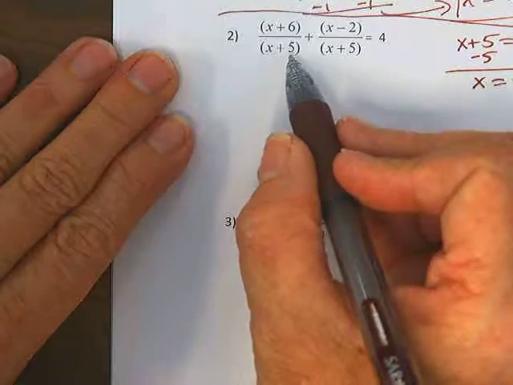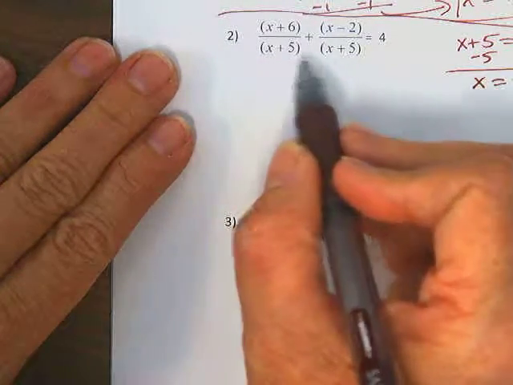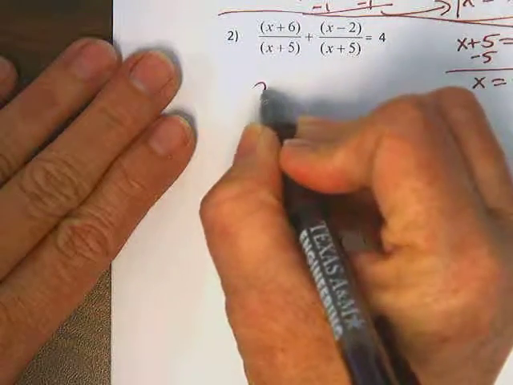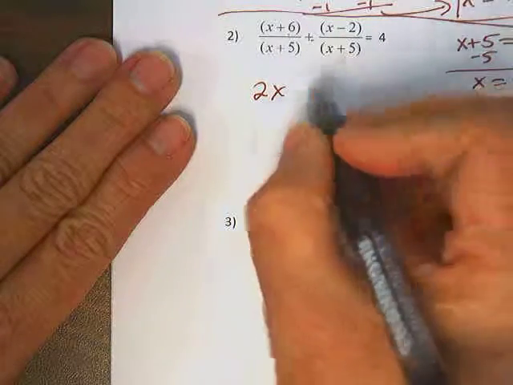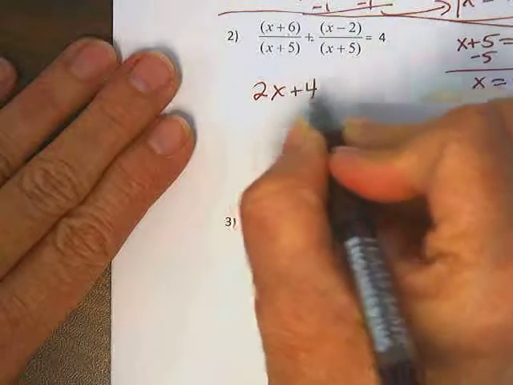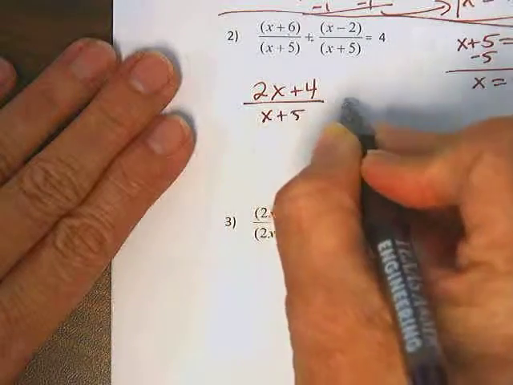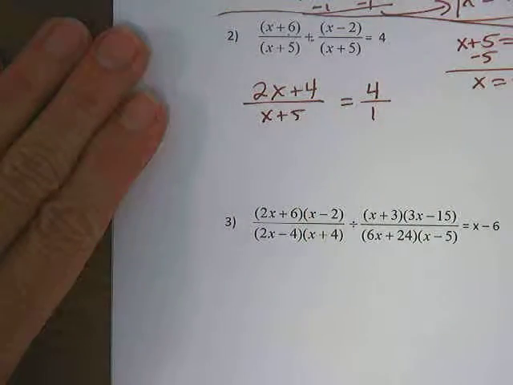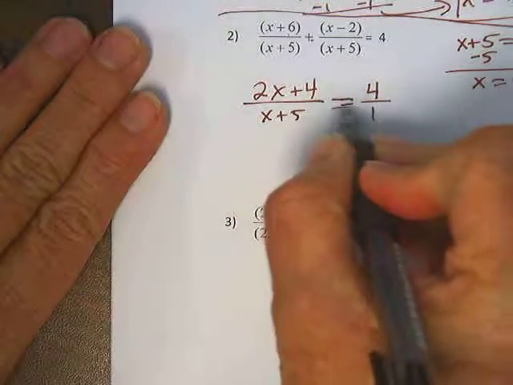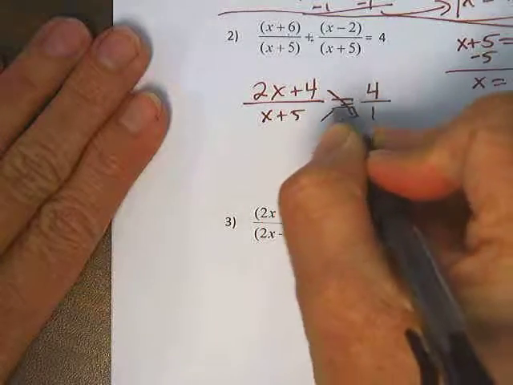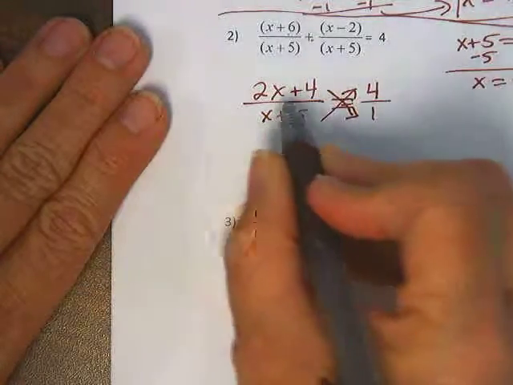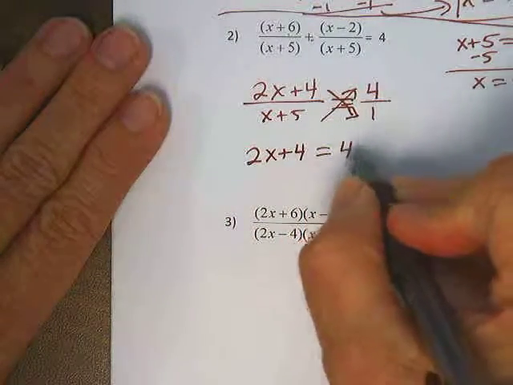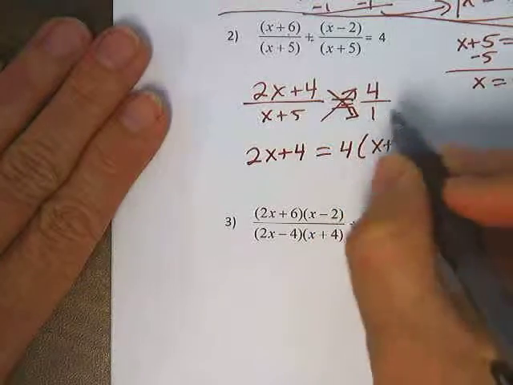Okay, so we simplify our equation, and in this case we're adding, so we have to have a common denominator, and we do. So we go ahead and add the top. X plus x is 2x. 6 plus a negative 2 is a positive 4 over x plus 5, and that's equal to 4. And again, we put that over the whole number. So now we cross multiply. So top left times bottom right, bottom left times top right. 1 times 2x plus 4 is 2x plus 4. And over here we have 4 times x plus 5.